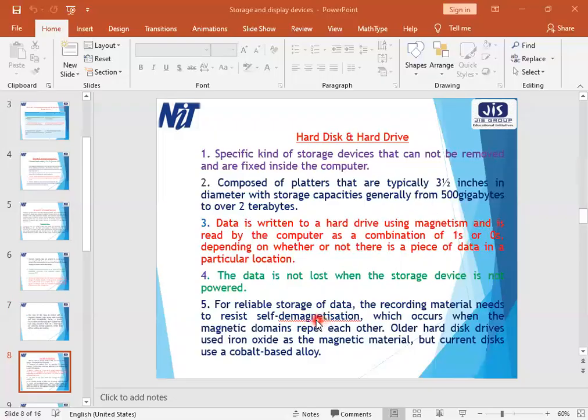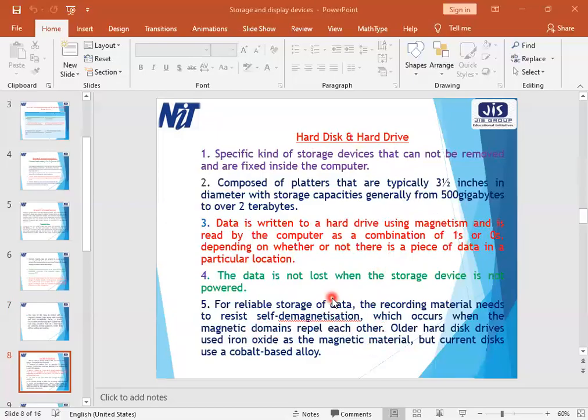Why? Because we know the domain concept. In Weber's theory, in which the domain concept is there, the magnetic domains should not repel each other. When the magnetic domains repel each other, then it will be self-demagnetized. So that is why that material cannot be used to make a hard disk or hard drive.